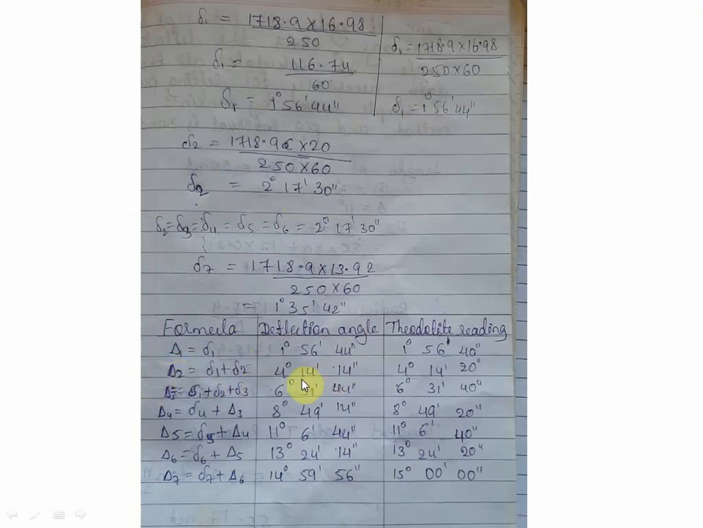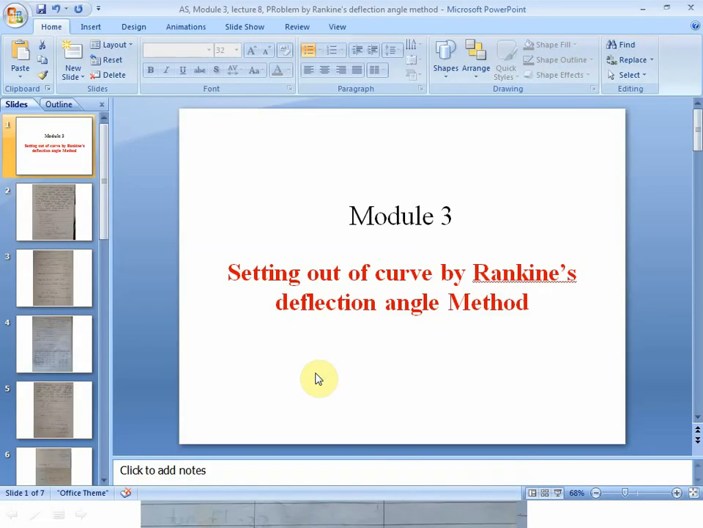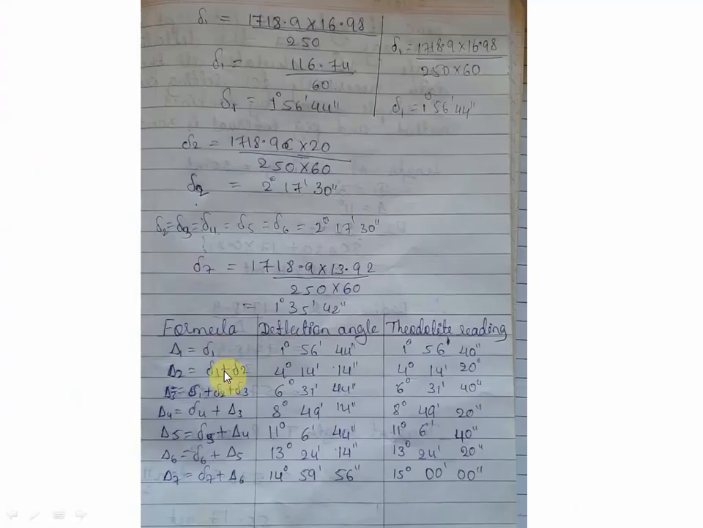For deflection angle 2, the formula is tangential angle 1 plus tangential angle 2. So this 1 degree 56 minutes 44 seconds plus 2 degrees 17 minutes 30 seconds, you will get 4 degrees 14 minutes 14 seconds. For deflection angle 3, we have to find tangential angle 1 plus tangential angle 2 plus tangential angle 3. Tangential angle 1 plus 2 is already calculated here. Only add 2 degrees 17 minutes 30 seconds to this, and you will get deflection angle 3 as 6 degrees 31 minutes 44 seconds.